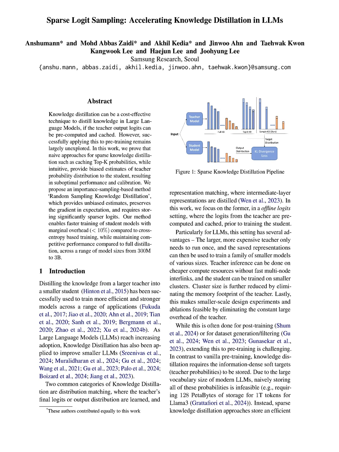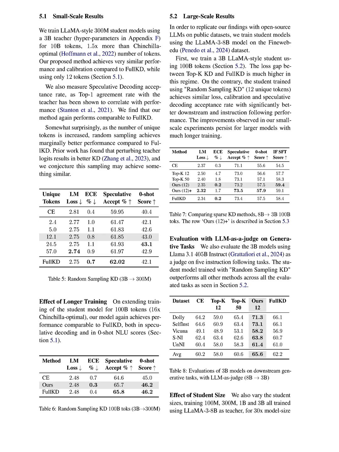The proposed random sampling KD method faces several limitations that could impact its generalizability across different contexts. Firstly, while it provides unbiased estimates of the teacher's probability distribution, the method's performance is sensitive to the choice of sampling temperature, which can affect the variance of probability estimates and thus the model's calibration. Additionally, the method still requires a significant number of unique tokens, 62 tokens, to achieve performance comparable to full KD, which may not be feasible in all scenarios.